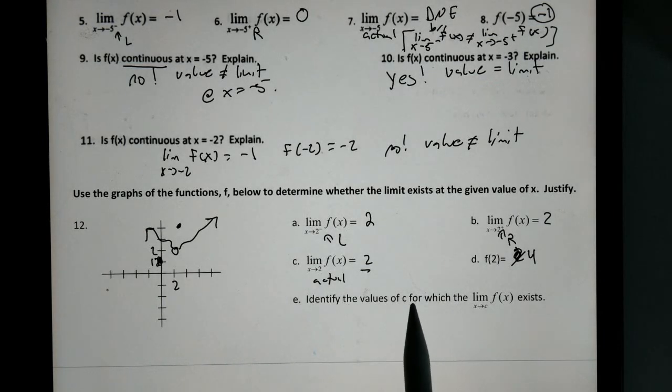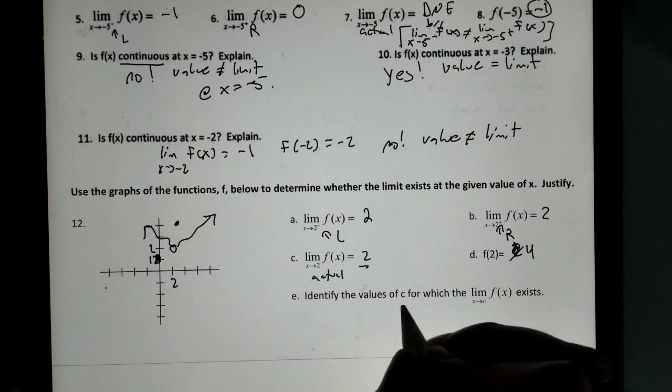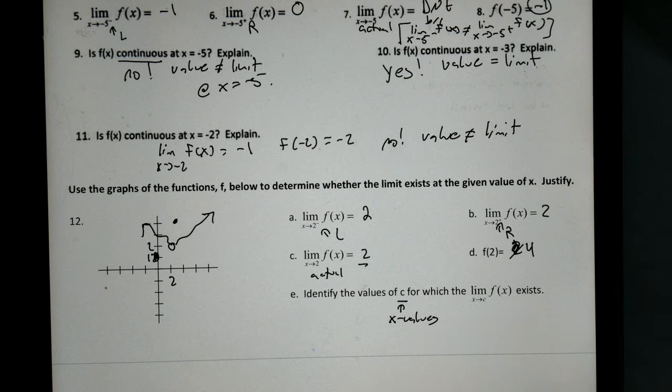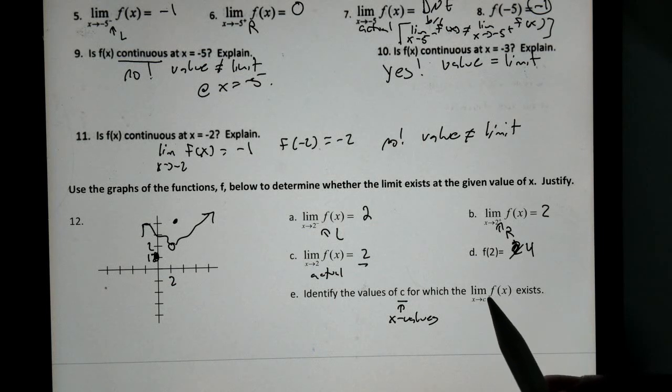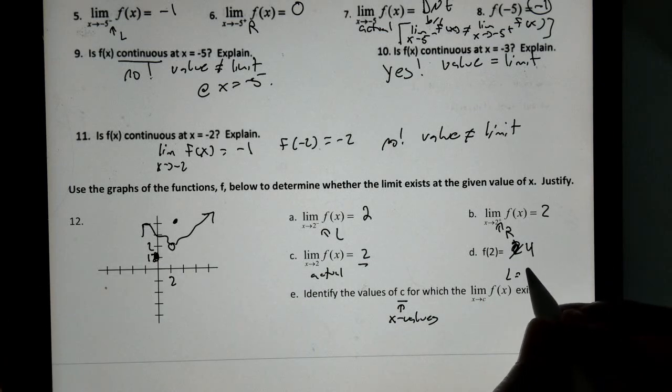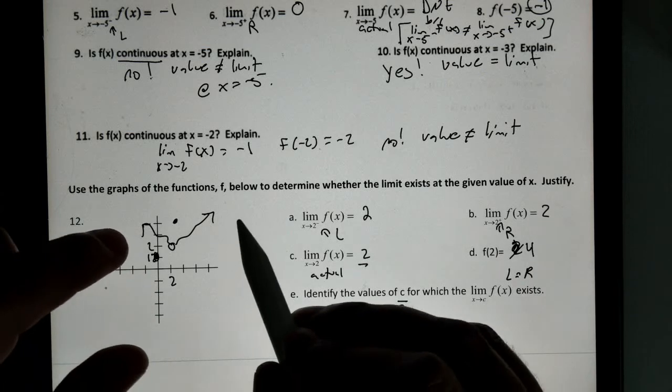Okay. Part E says a fun one. It says find the values of c. Anytime you see the letter c right here, they're talking x values. You might be saying, why would it be c? Well, c is something we literally use as a number, where x is just a variable. So they're looking for all the x values where the limit will exist. In other words, everywhere that the left will equal the right. That's all we're looking at today. The left equals the right.